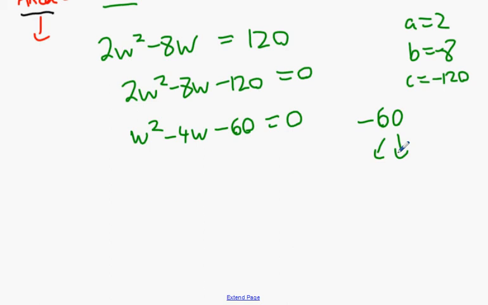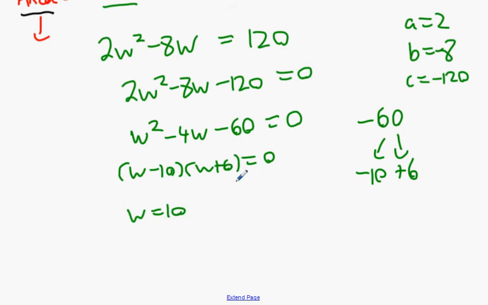Two numbers that when you multiply, minus 60 being the reference number, two numbers when you multiply them they give you 60, but yet when you add them they give you minus 4. I'm going for minus 10 plus 6. Alright? W minus 10, W plus 6 equals 0, W equals 10, W equals minus 6.